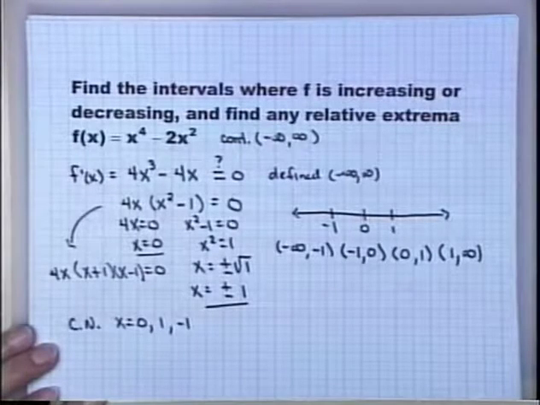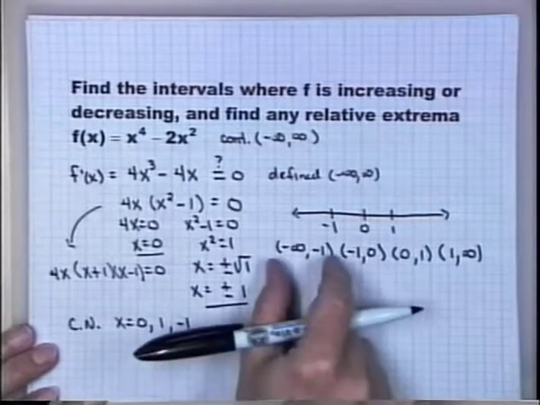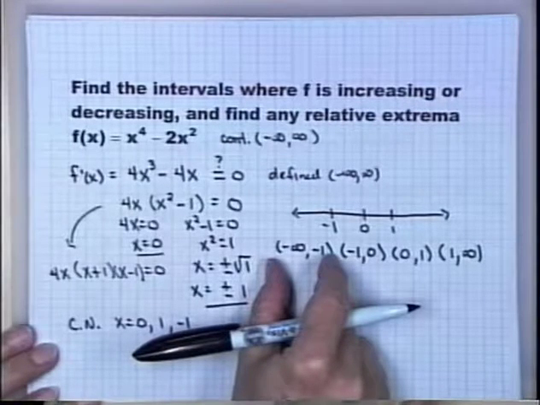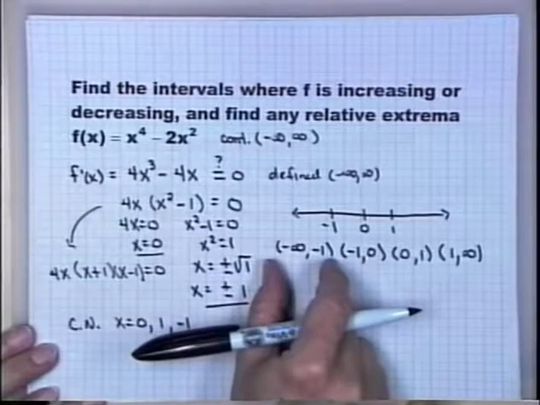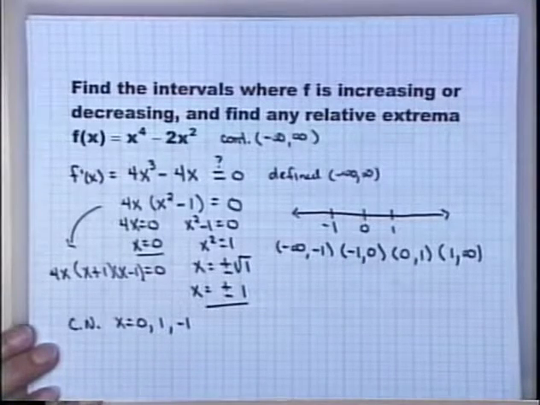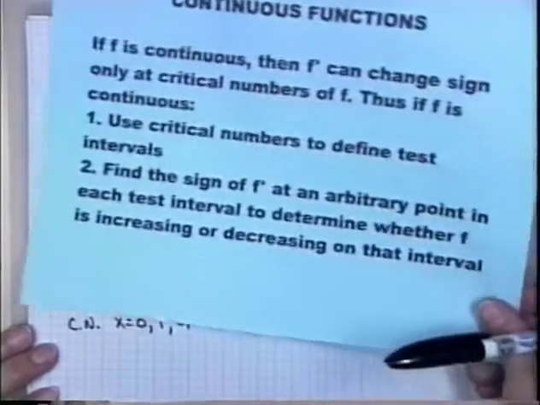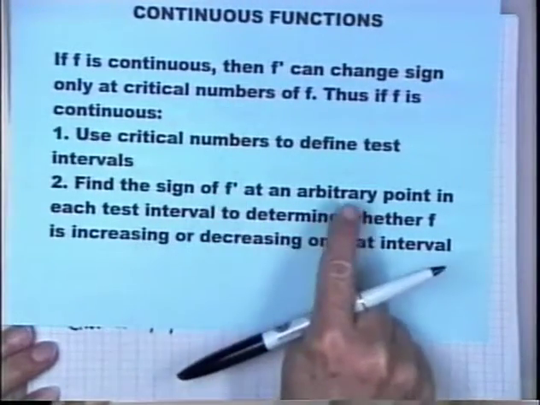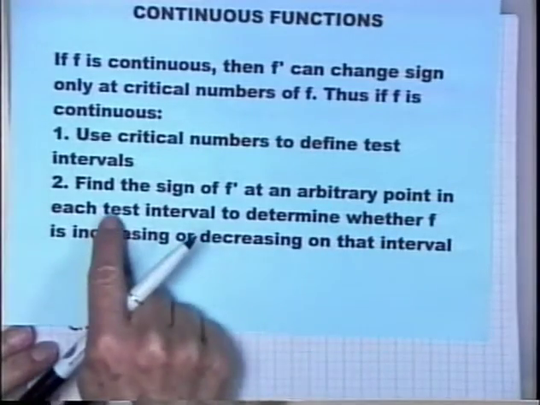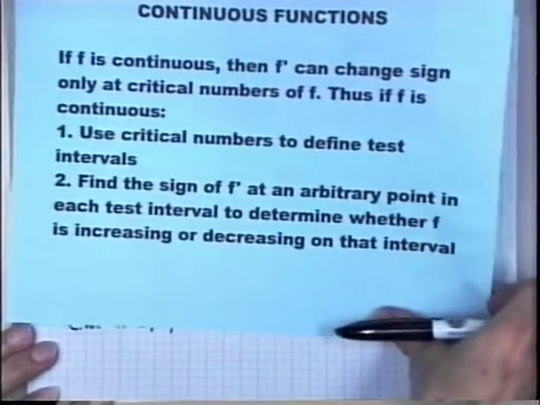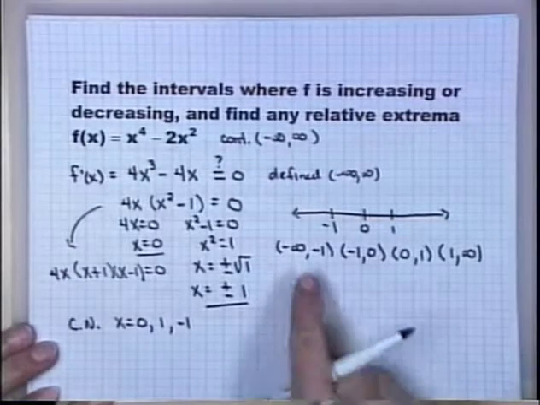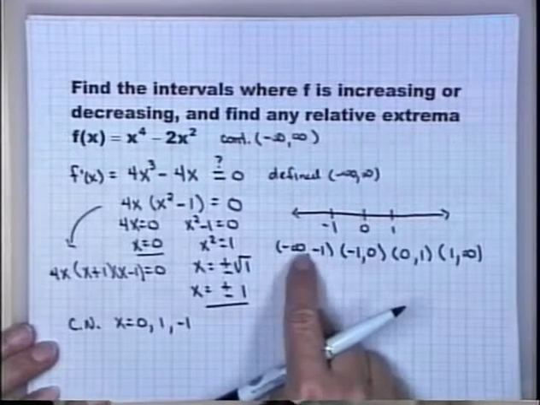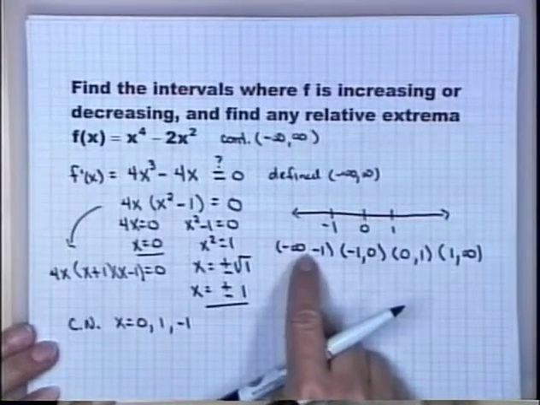Recall that our derivative can only change signs at critical numbers. So on this entire interval, the derivative will always be the same, either positive or negative. Okay? So what we have to do is just choose one arbitrary number. Notice, find the sign of the derivative at an arbitrary point in each test interval. So we're going to do that next. Let's just pick a number in this interval from negative infinity to negative 1.